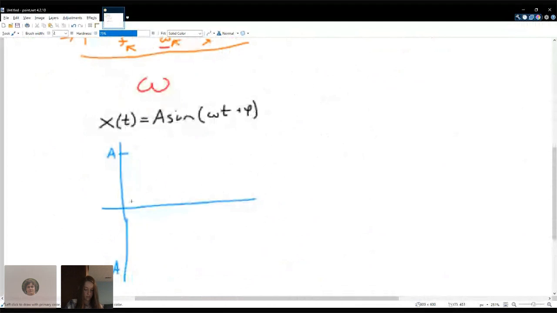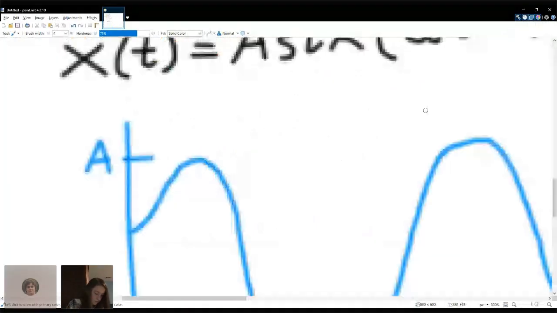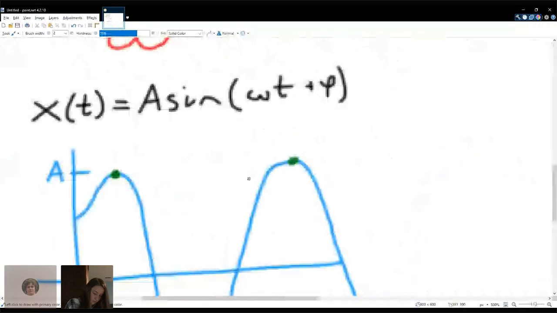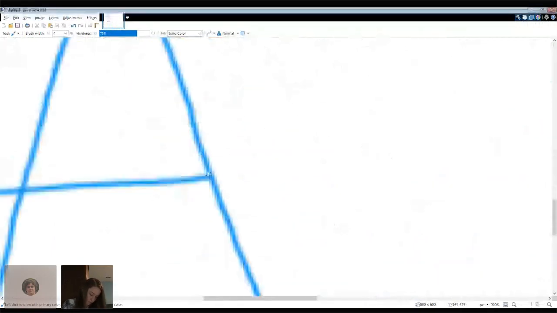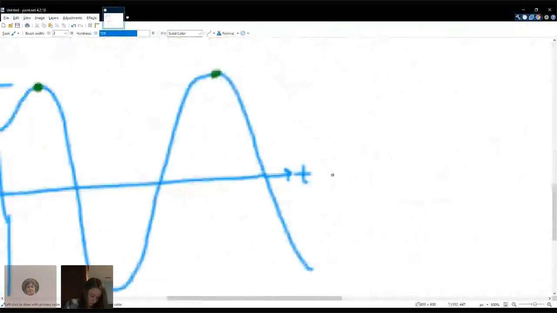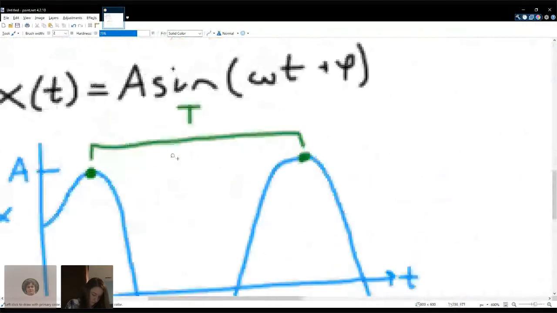It goes from negative A to A. This graph makes more sense if you take pre-calc, but if you haven't, don't worry about it. It doesn't get too mathematically heavy for actually answering questions. It looks like a wave, much better than the one I'm drawing, oscillating back and forth between negative A and A. The time it takes to return to its initial position, I should label my axes, x and time, this length on the time axis is called the period.